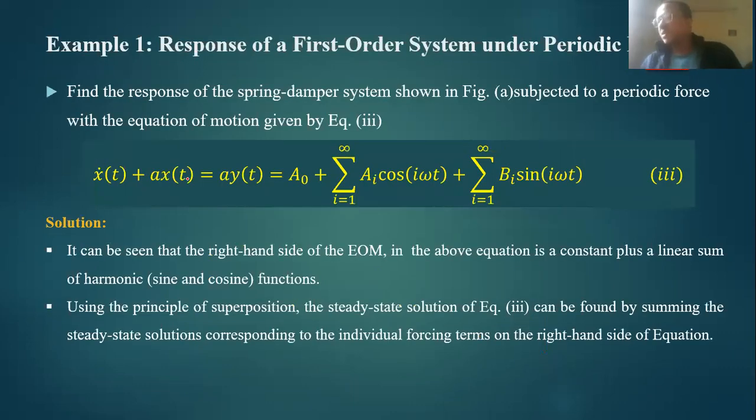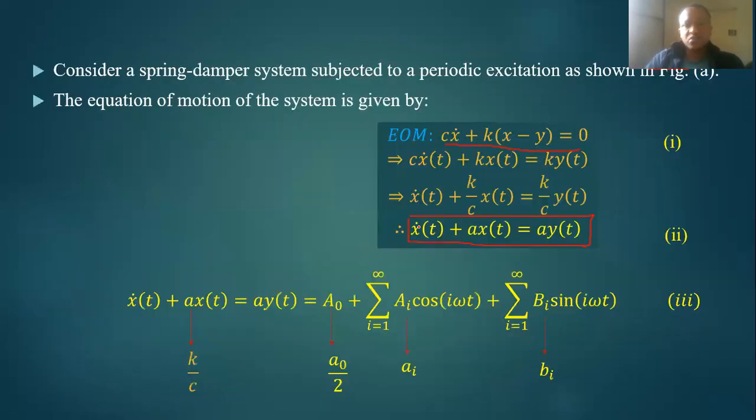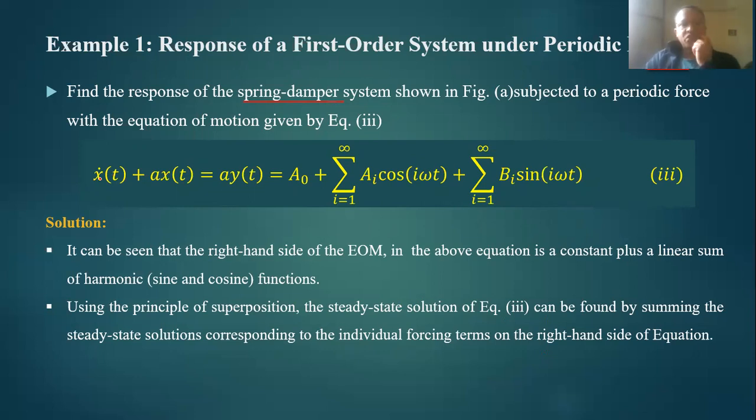So let's take some example, and based on that example, we can express the situation. Find the response of the single degree spring damper system shown in figure A, means this figure, which is subjected to the governing differential equation. So we have to find the response of the system to the periodic force with the equation of motion given by equation 3, the previous equation.